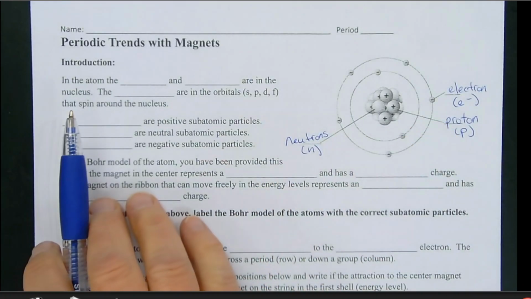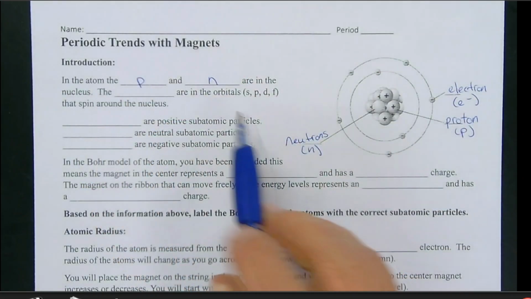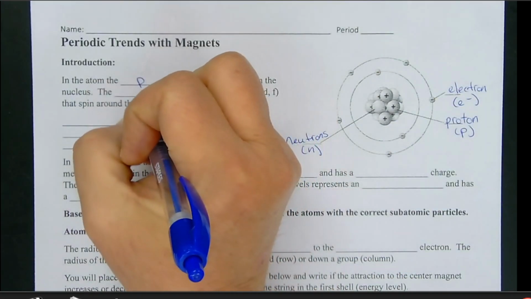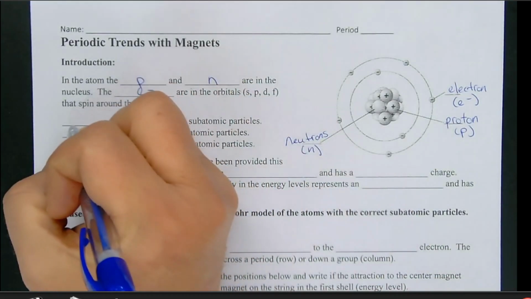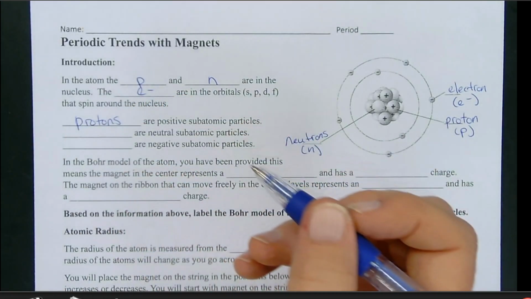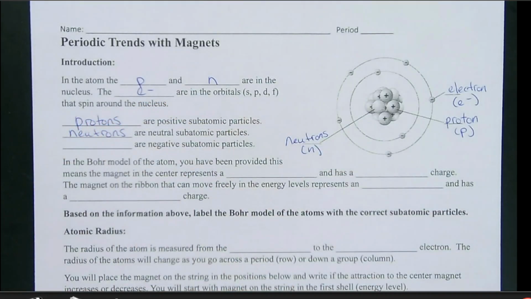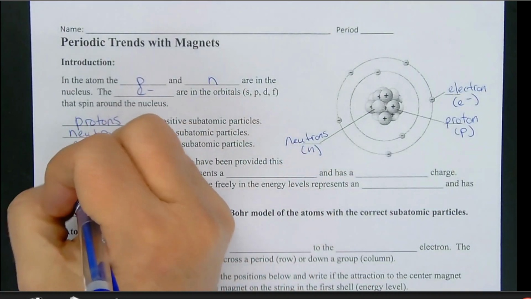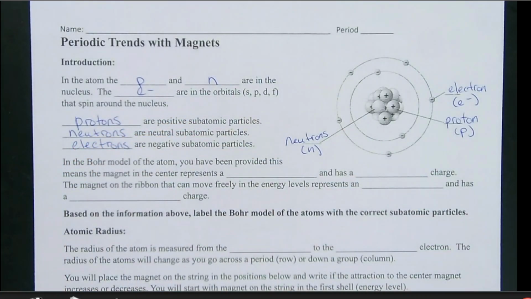Okay, so it says in the atom, the protons and neutrons are in the nucleus. The electrons are in the orbitals s, p, d, and f that spin around the nucleus. Protons are positive subatomic particles. Neutrons are neutral subatomic particles, and electrons are negative subatomic particles. Just a little review of the structure.